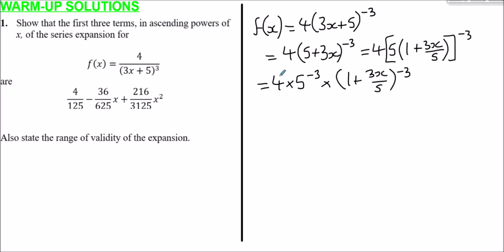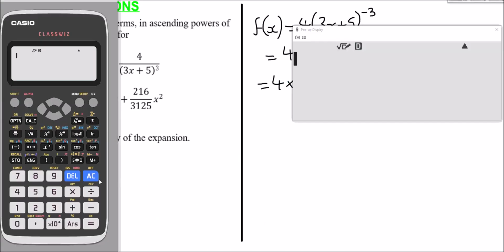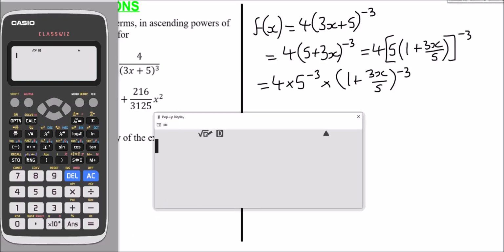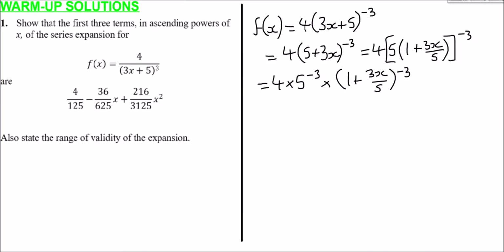Now this here we can calculate using the calculator. So 4 times 5 to the minus 3, that just means 4 divided by 5 cubed. That's going to be 4 over 125. But again, don't take my word for it, always check these things with a calculator. So 4 times 5 to the power minus 3, 4 over 125. So this bit here, I'm just going to rewrite as 4 125ths, and then we can set to work on this expansion.